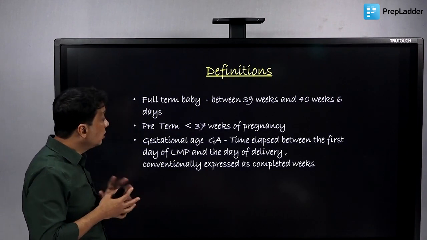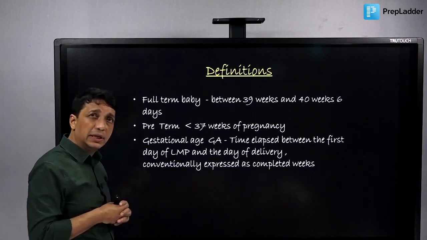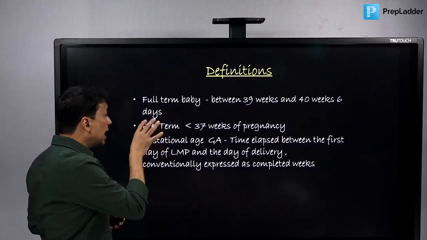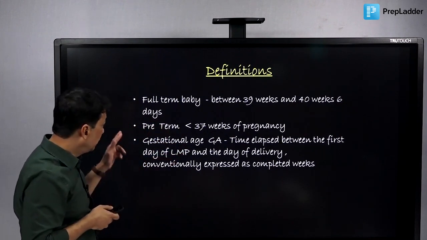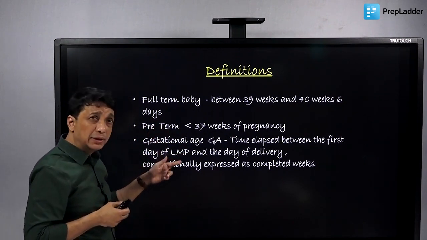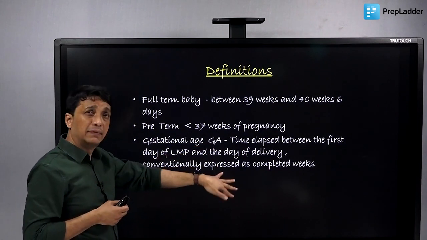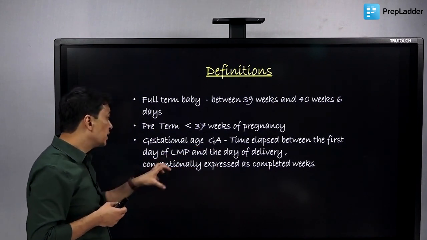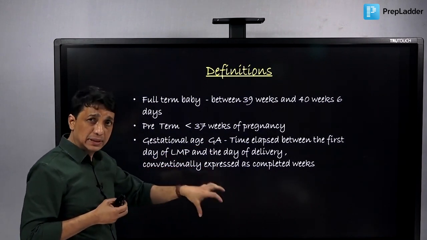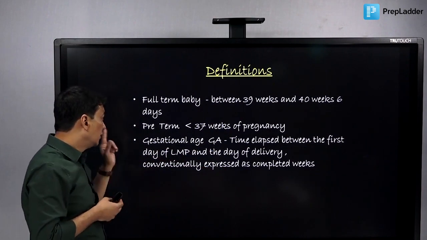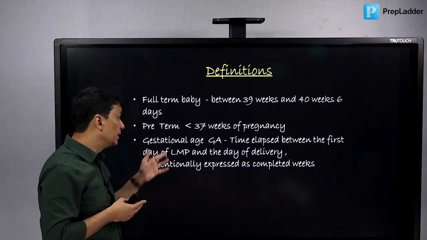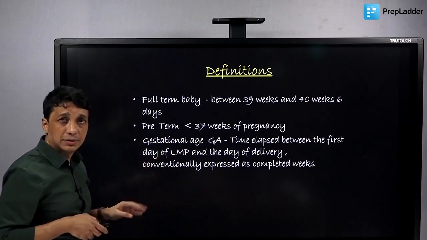Then a very important term called the gestational age, or the GA. Gestational age is the time elapsed between the first day of the last menstrual period and the day of delivery, is it not? And conventionally expressed as completed weeks. These are definitions which you have to remember. The first day of LMP and the date of delivery is gestational age.